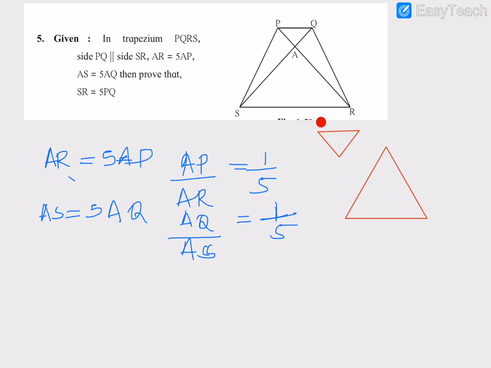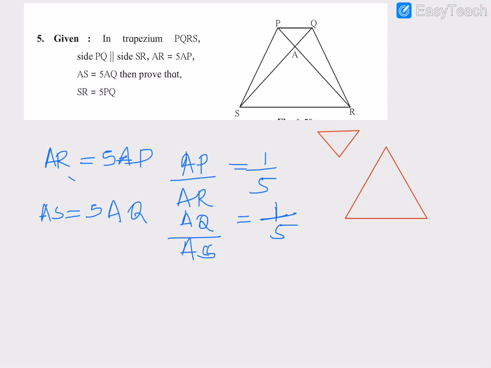So we can first prove that the two triangles are similar. Since the ratio is given, we can prove that the two triangles are similar. After that, when the two triangles are similar, the ratio between the third corresponding sides of the two triangles is also equal. We can prove that. So for that we need to first prove that the two triangles are similar.